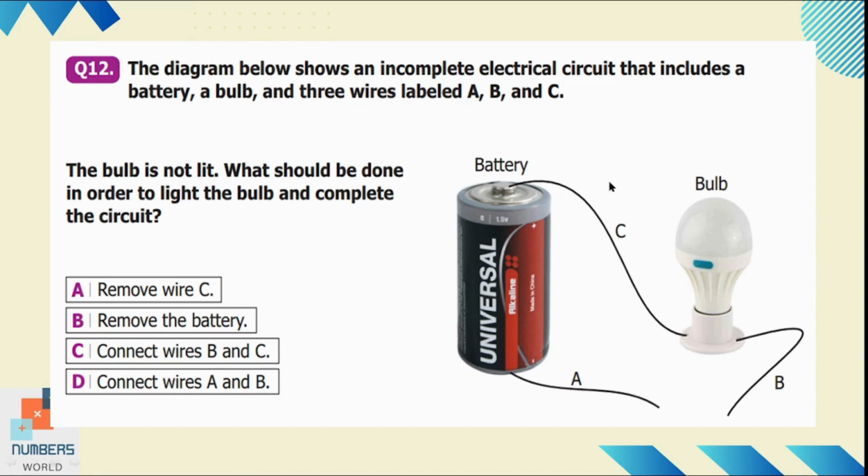So we can see the circuit is incomplete. The current cannot flow through the wires and light up the bulb. So we should connect the wires A and B to complete the circuit.